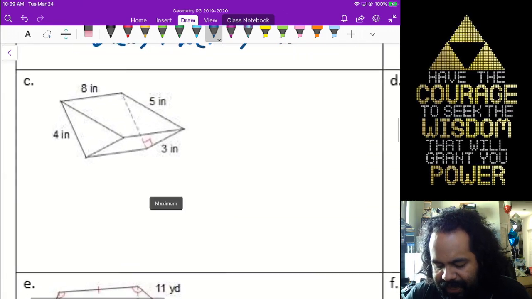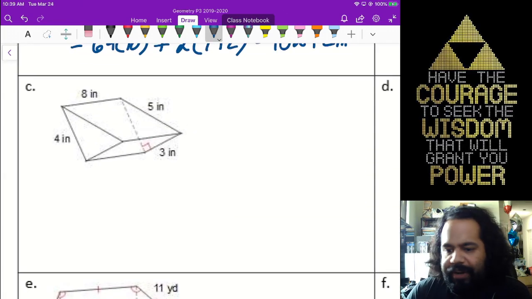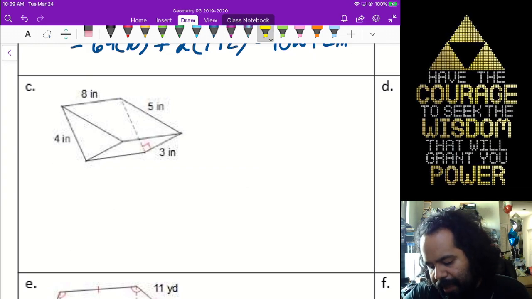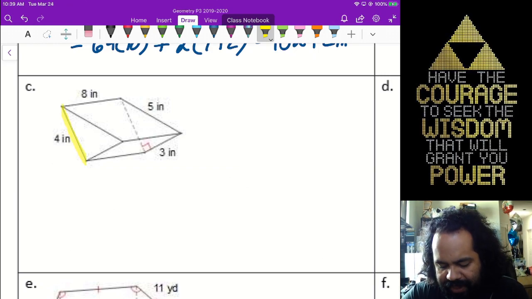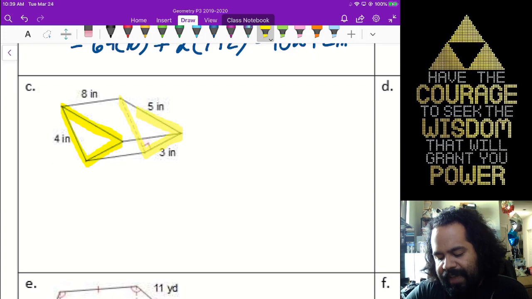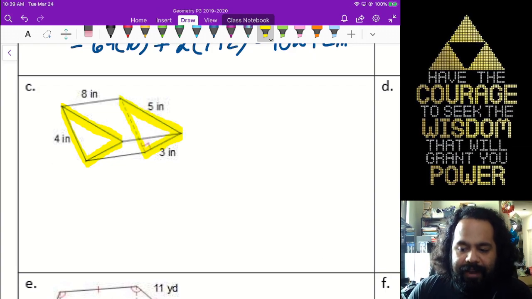Okay, letter C. We are now dealing with a triangular prism. So again, how do I know it's a triangular prism and not a pyramid? Well, you got to remember that with a prism, you're going to have two bases, always. Also, I like to think of it as an ice cream sandwich. I got to give credit to Mr. Graves on that one.